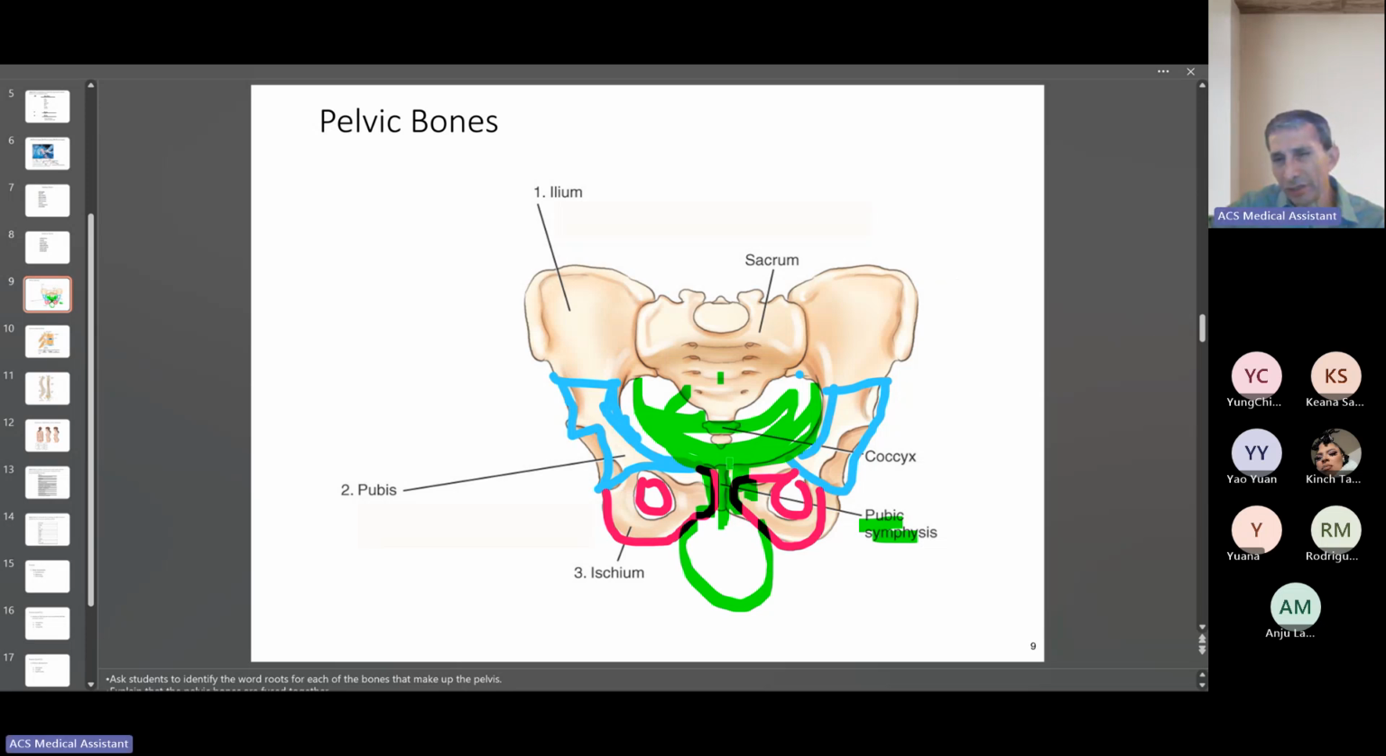Because remember, the reproductive system of the females and males is found right here in the pelvic area. And these are the structures that are protected by the hip bones.